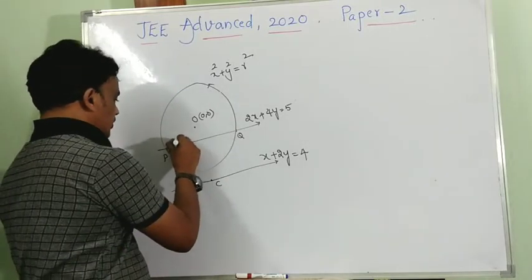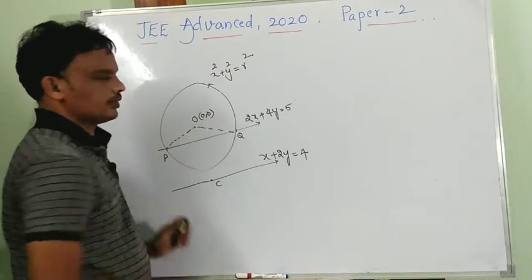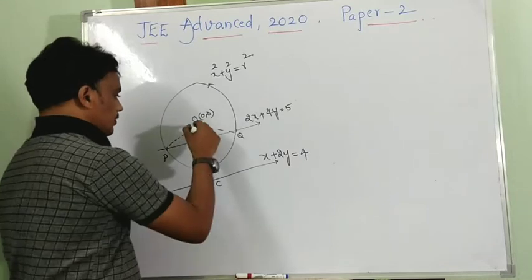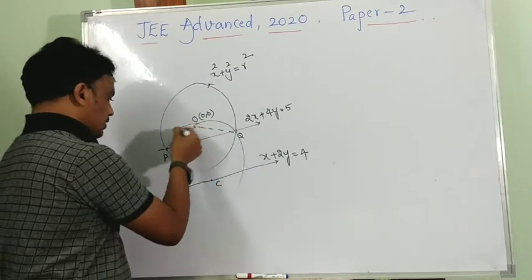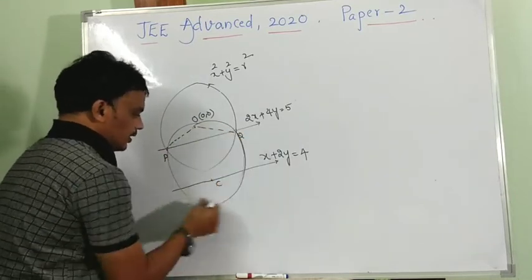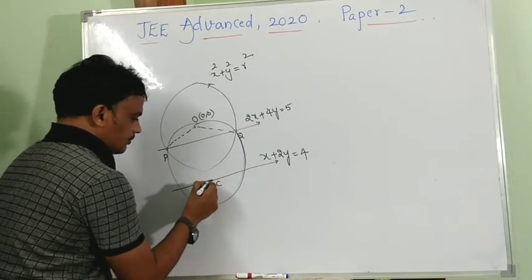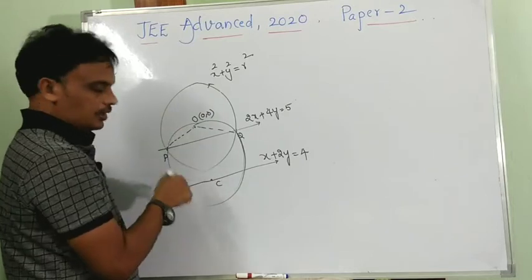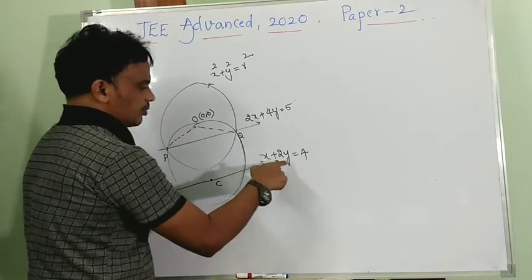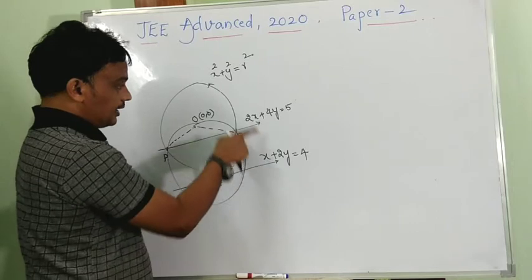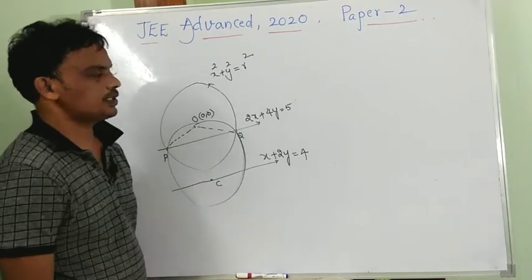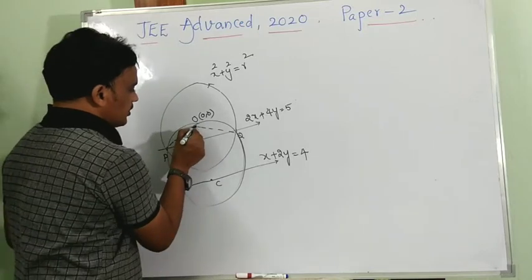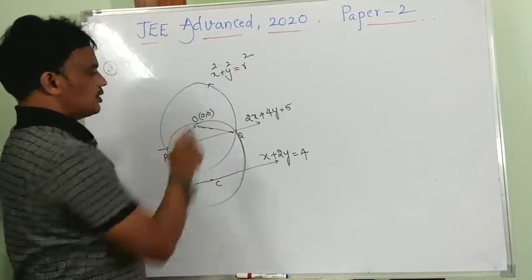For this triangle OPQ, if you draw a circumcircle for this triangle, the circumcenter of the circumcircle of triangle OPQ lies on the line x plus 2y equals 4, which is parallel to the given chord, 2x plus 4y equals 5. In this case, what is the radius of the circle, given the circle x square plus y square equals r square?